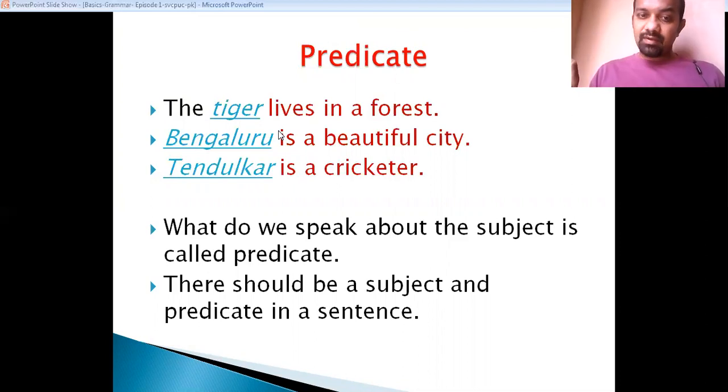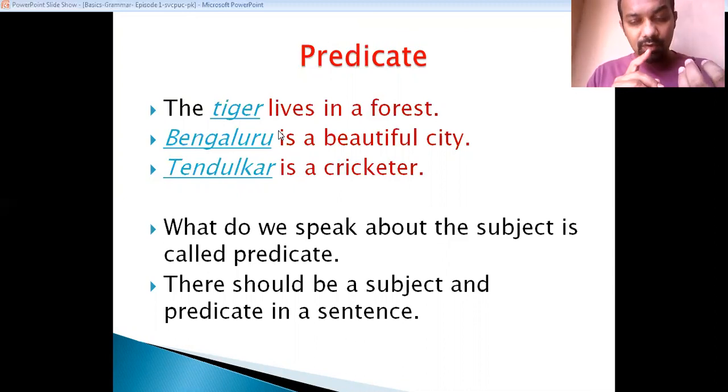There should be a subject and predicate in a sentence. Let me give you this example. Get out. In this sentence, there is no subject, but it is understood. You get out. It means that in such cases, the subject is avoided. Still, it is a sentence.